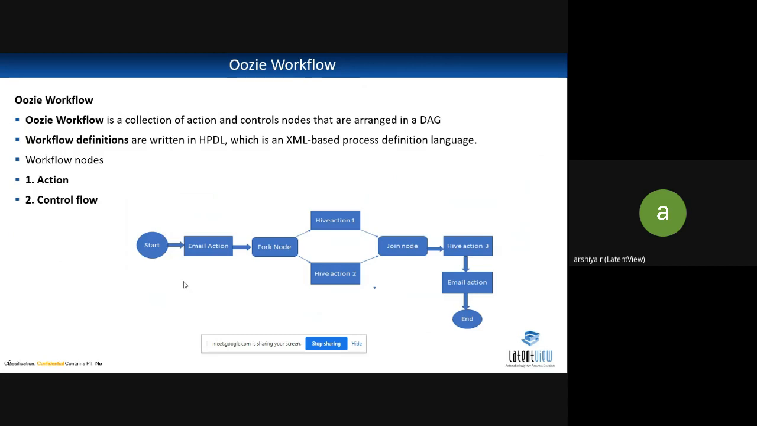As soon as it starts, the user will receive an email action saying that the process has started, and then we perform the fork node, where we want two jobs, hive action 1 and hive action 2, to be running concurrently. They'll be running in parallel, and they are not dependent on each other. Afterwards, when both jobs complete running, they will be combined and merged. It will be joined to hive action 3, which is also a hive job. And when all these jobs have run successfully, we'll receive an email action, which is either a success mail or a failure mail. After we receive that, the workflow ends over here.